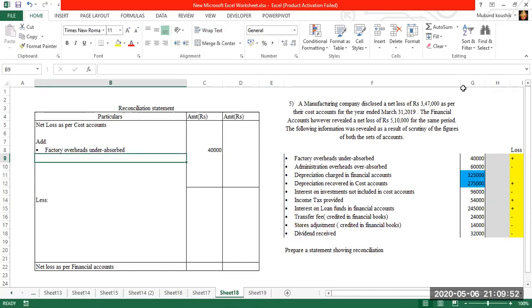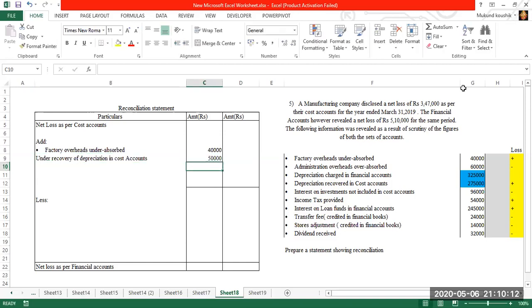50,000 under recovery of depreciation in cost accounts. So this 50,000 we have to add.